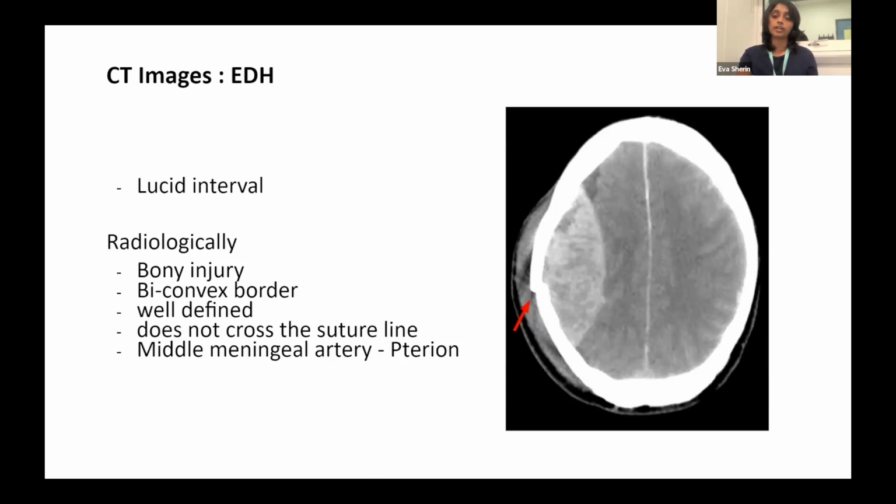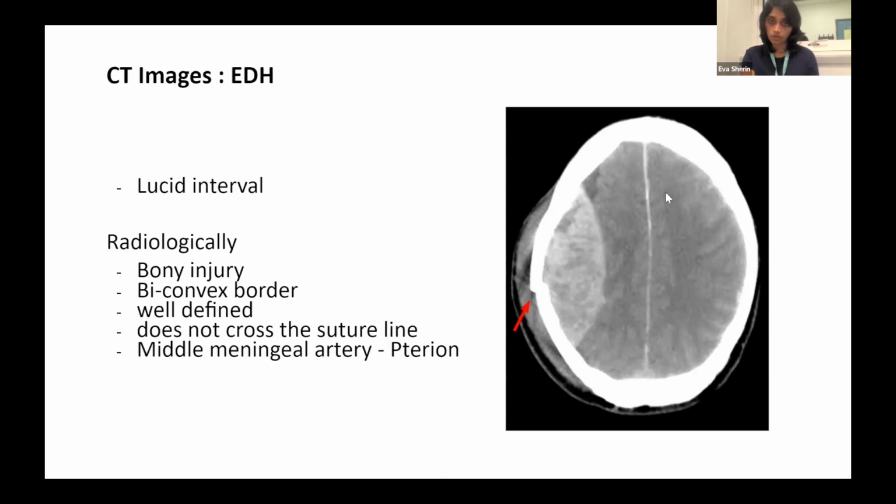Radiologically, if you look at it, there's a lot of chance of finding a bone injury associated with it, because it's outside the dura. So the chances of having a skull fracture are quite high. You could have a biconvex border, which is the one that helps me all the time. A biconvex border for the hematoma, usually well defined, and does not cross the suture line in the head.